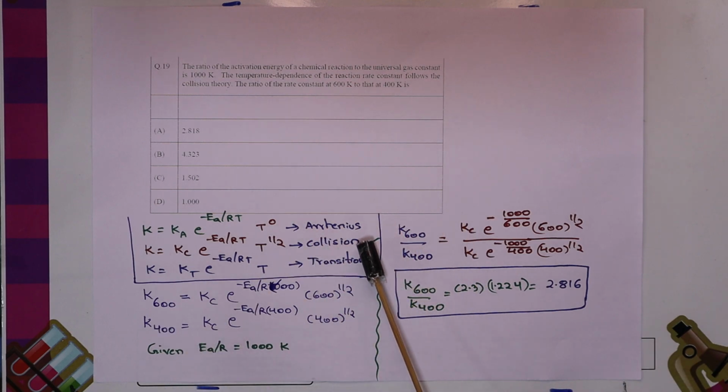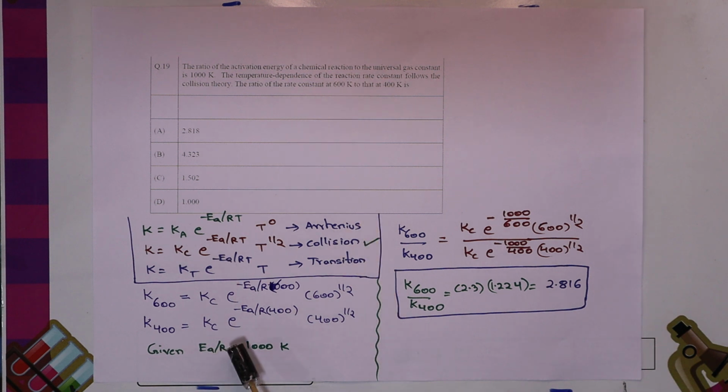Let us apply this equation in solving the problem. Let us assume the reaction rate constant at 600 Kelvin is Kc into e power minus Ea by R, into temperature power half, which is 600 power half. Similarly, the rate constant at 400 Kelvin is the pre-exponential constant of the collision theory into e power minus Ea by R into temperature power half, which is 400 power half.